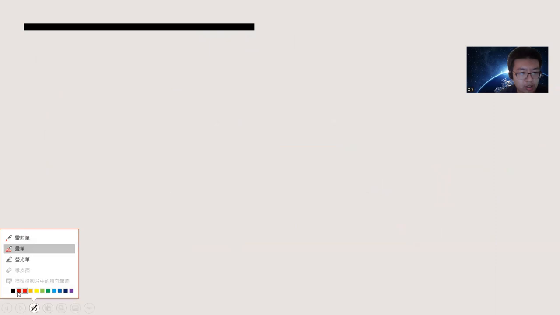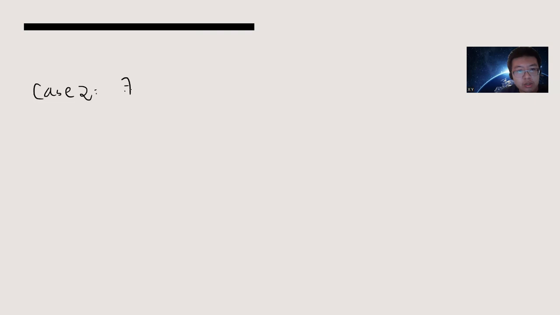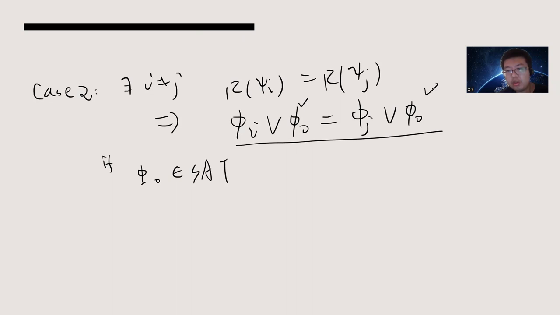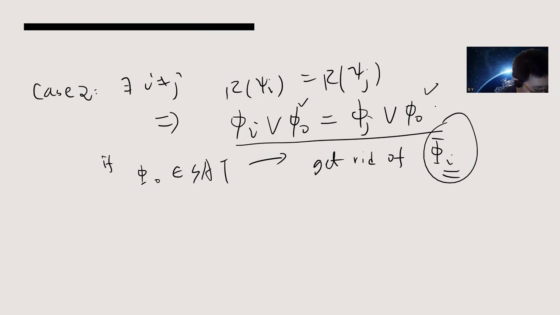Okay, so case 2. There is an i not equal to j, but psi i equals psi j. This tells you that phi i union phi 0 is equivalent to phi j union phi 0. If phi 0 is satisfiable, that means this equation is trivial, because these guys are one, so all trivial. So I should not get rid of phi 0, but I can get rid of phi i. Because phi 0 is good, if I preserve one thing which is satisfiable, then it's fine. I can just preserve it, and I can verify it's fine to keep going with my calculation.